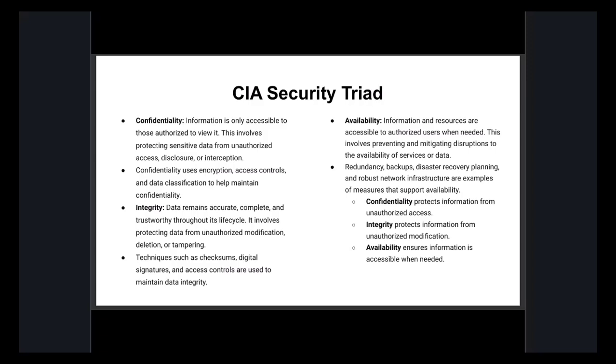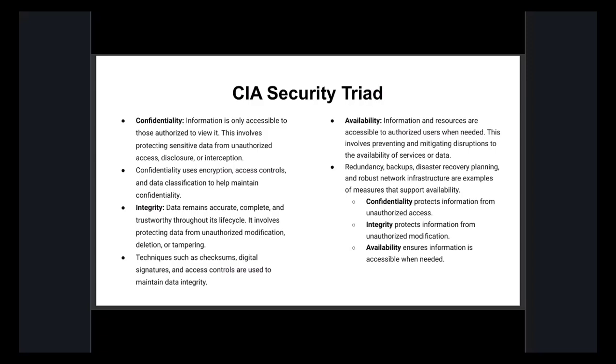The A stands for availability. This is making sure that our data and network resources are available and accessible to our authorized users. The steps that we take to prevent and mitigate any disruptions to our normal operations. Some ways that we can enforce availability would include having data backups, redundancy.